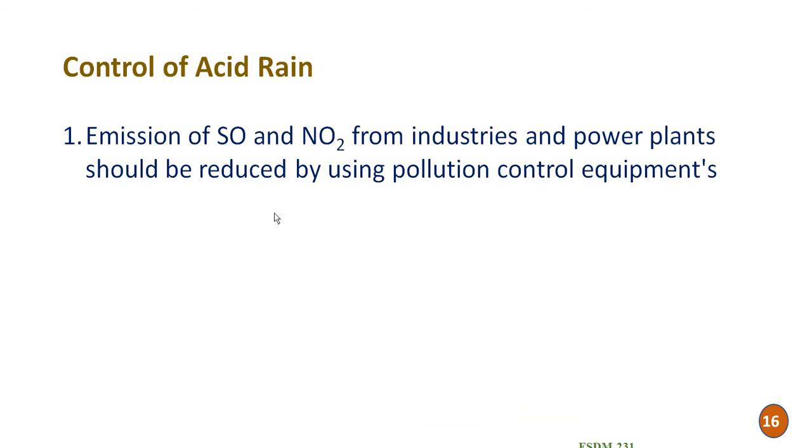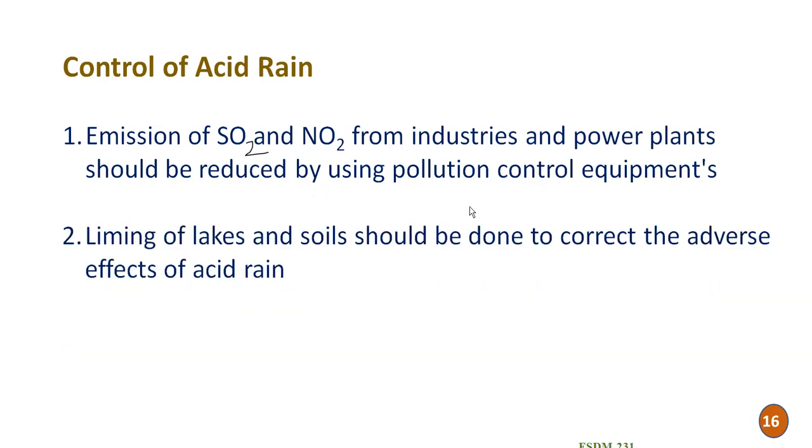First one is emission of SO2 and NO2. Emission of SO2 and NO2 from industries and power plants should be reduced by using pollution control equipment. Then second is liming of the lakes and soils should be done to correct the adverse effect of the acid rain. So this is another major important control measure in lakes and soil.